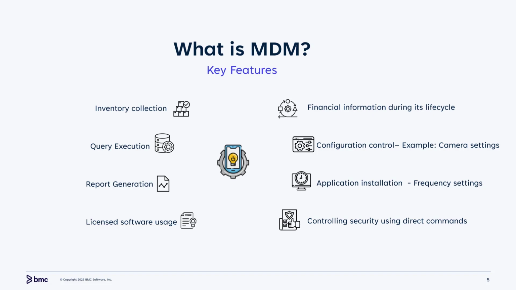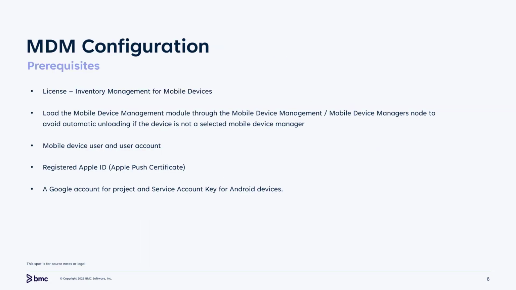operational at all times. Let's delve into the key prerequisites necessary to establish a robust and effective mobile device management configuration for seamless operation. Firstly, ensure you have the necessary licenses for inventory management of mobile devices. Secondly, it is recommended not to load the mobile device management module directly through the topology, but through the mobile device manager's node. If you load the module through the topology and if the device is not a selected mobile device manager, then the module will be automatically unloaded.